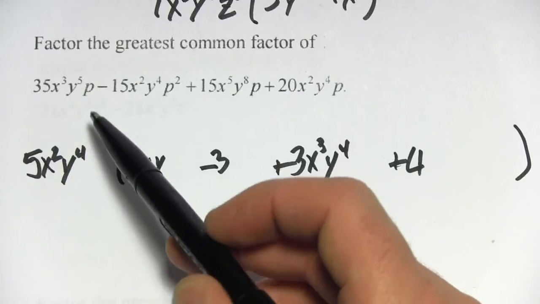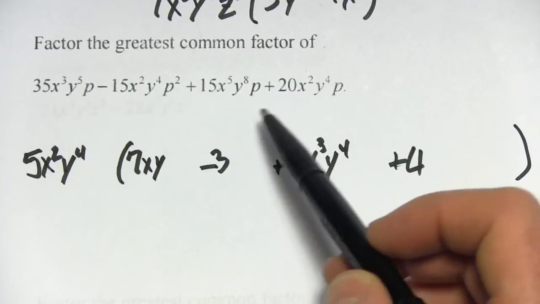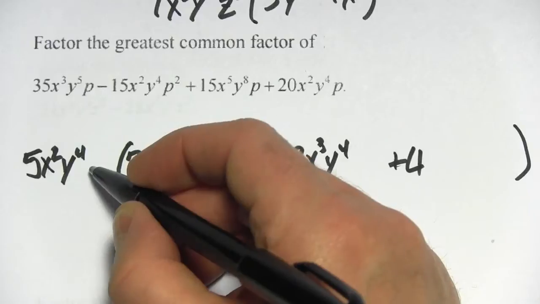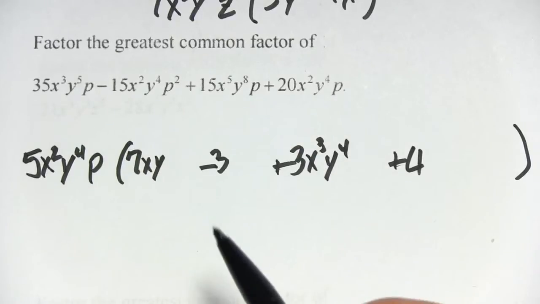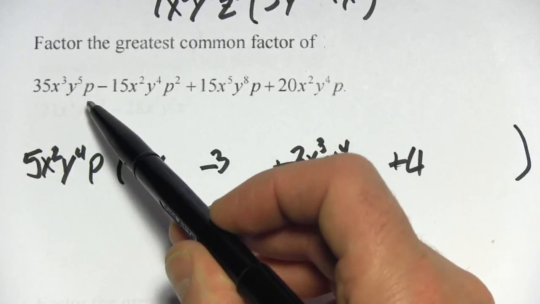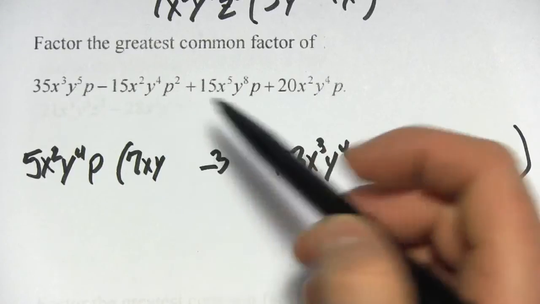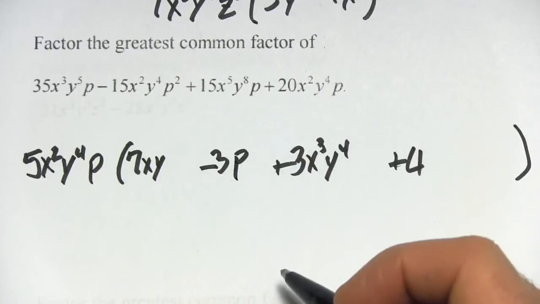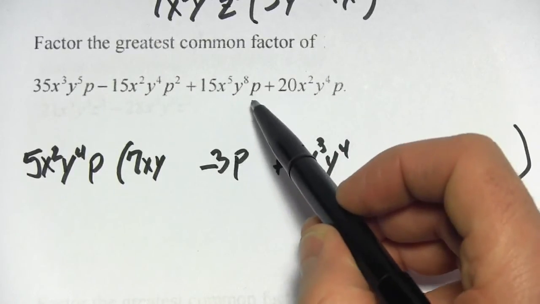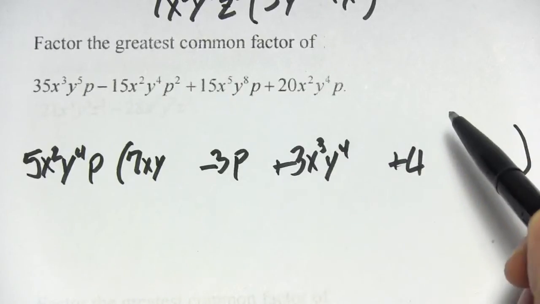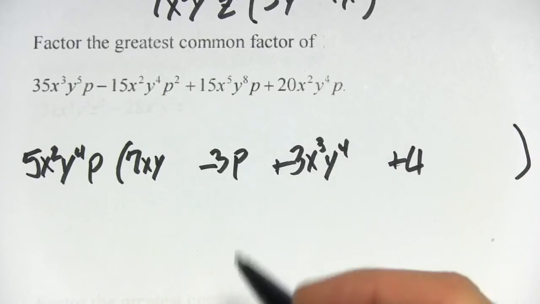All right, on to our last letter here. We've got p, p to the second, p, and p. So it looks like just a single p is the biggest piece they all have in common. If we divide the first term by p, it just leaves 1. Second term by p, it leaves a p. Third term by p, it leaves 1. Fourth term by p, it leaves 1. And we have our answer already.